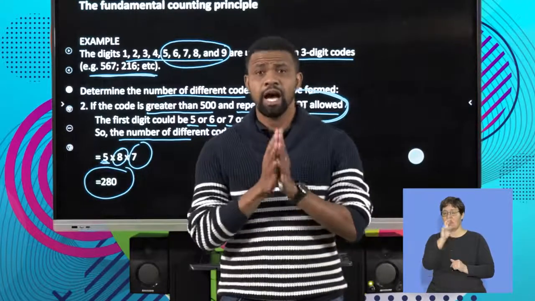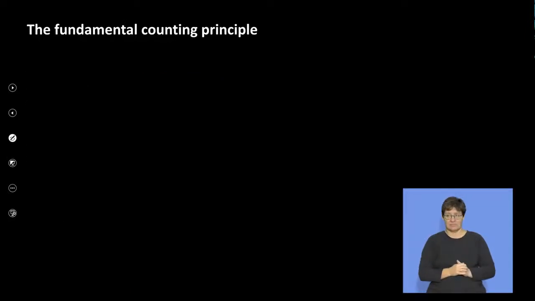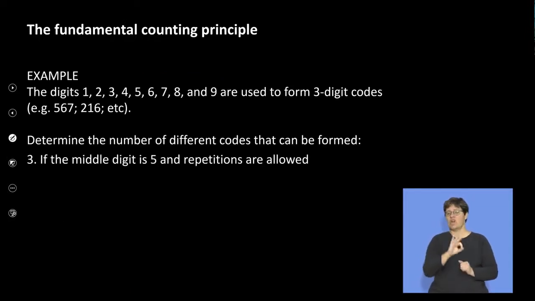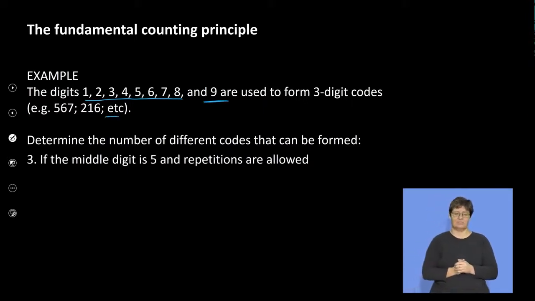Now let's look at our third example. What does our third example mean? Still the same problem, but with a different restriction. So we still have digits 1 to 9, 9 digits, used to form a 3-digit code.